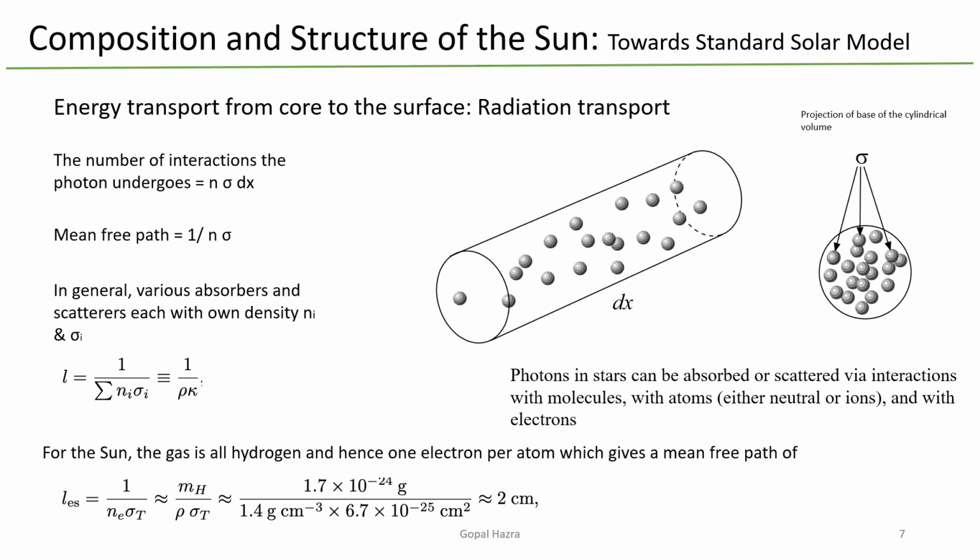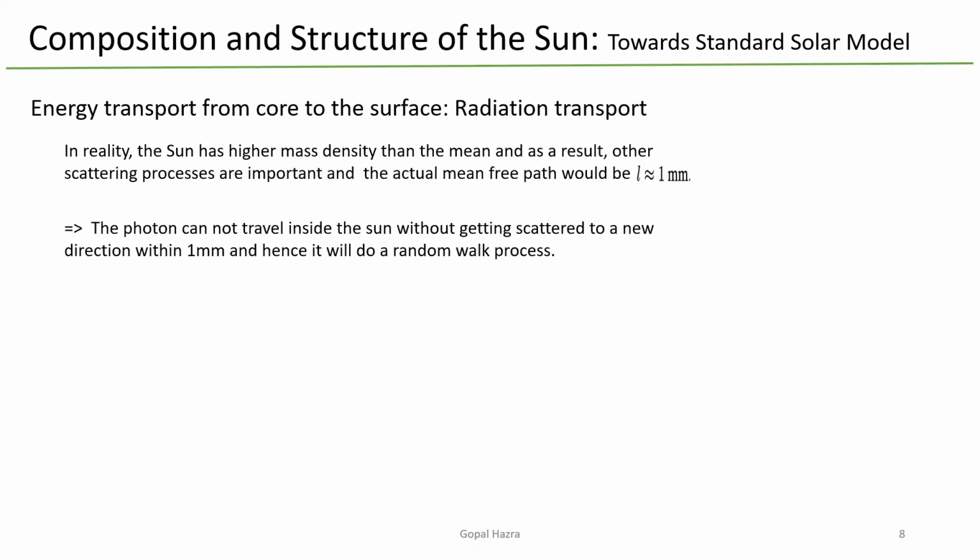You see, it's at 2 centimeters. So it cannot go more than 2 centimeters. But we have the sun and everything. So if you calculate everywhere, we see the solar photon can travel only 1 millimeter. So it's like the more realistic calculation if you do all of them. That's what I was saying. The photon cannot travel inside the sun without getting scattered to a new direction within 1 millimeter.